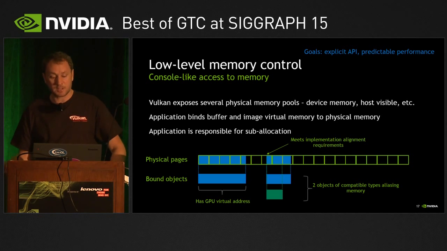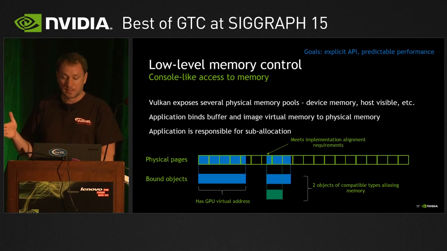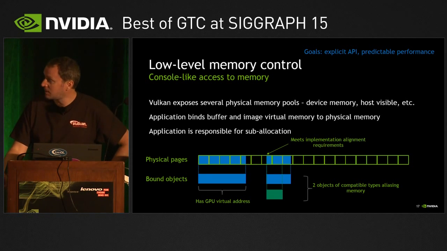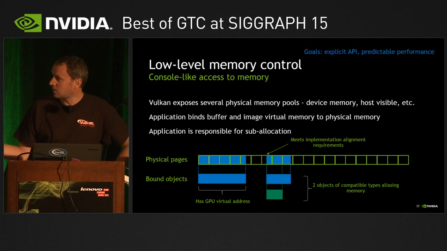In fact, you can even take two objects that are compatible and place them over the same piece of physical memory. And you can use this for things like staging. Like you might want to populate that physical memory in one form and then use it in another form, for example.